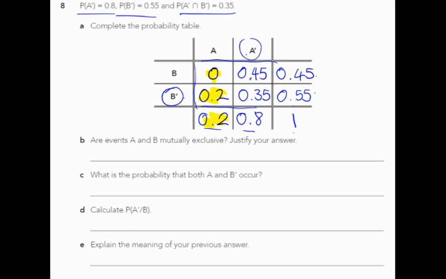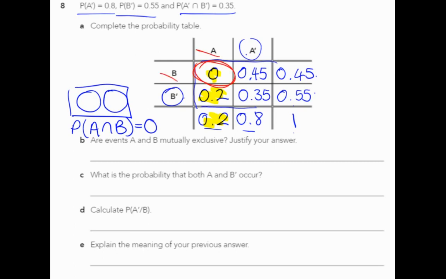Okay, so are they mutually exclusive? If you can remember back, think about a Venn diagram. Mutually exclusive is when they don't intersect. So that means the probability of A intersect B equals 0. So what we're going to do here is look and say, right, is there a probability of A intersection B? So here's A, here's B. Is there any probability in there? No, there's not. So they are mutually exclusive, because my intersection of them, i.e. the probability of them both happening, equals 0 from inside that table.